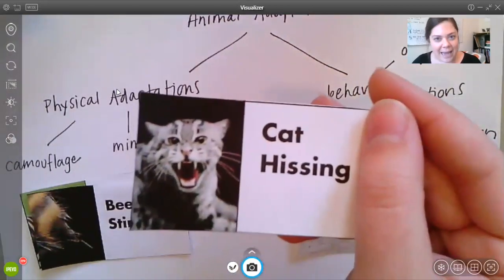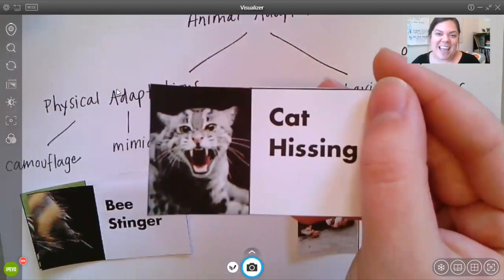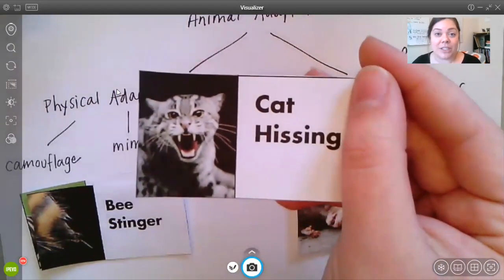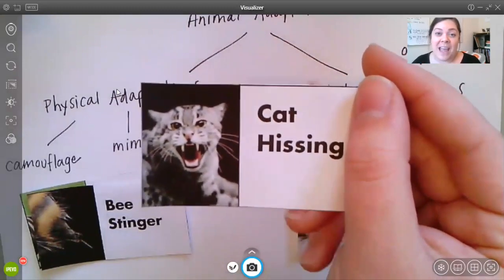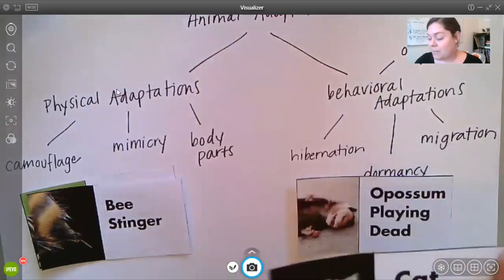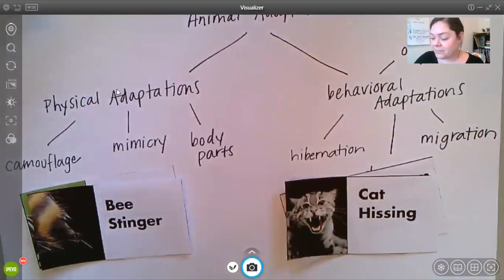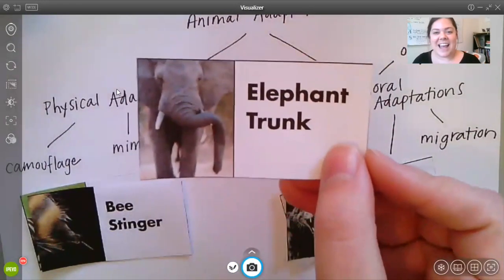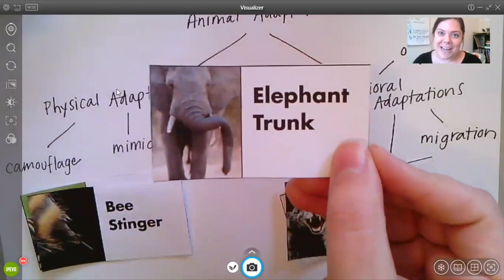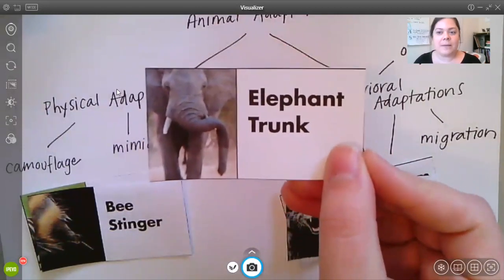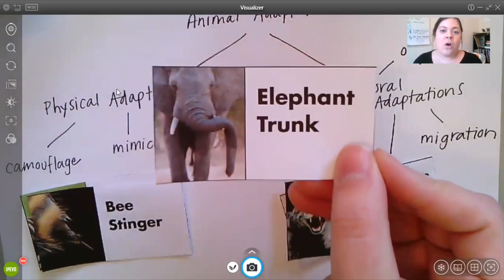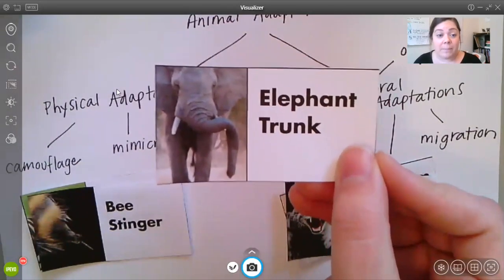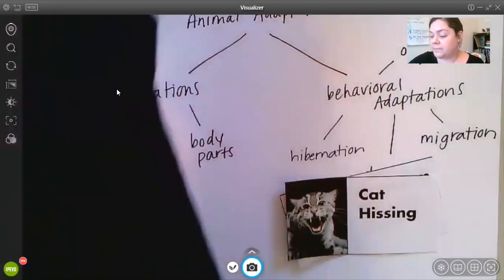What about when your cat at home or some of our wilder cat friends hiss out in the wild? Well, I'm thinking that that's an action that those animals are taking in order to warn another animal. And if it's an action, I know it's a behavior, so it must be a behavioral adaptation. This next example is one of my favorites, and my class will know why. An elephant's trunk. Elephants are my favorite animal. An elephant's trunk, is that a physical adaptation or a behavioral adaptation? Well, if I'm thinking about an elephant's trunk, I know that it's a part of that animal's body. So it must be a physical adaptation.